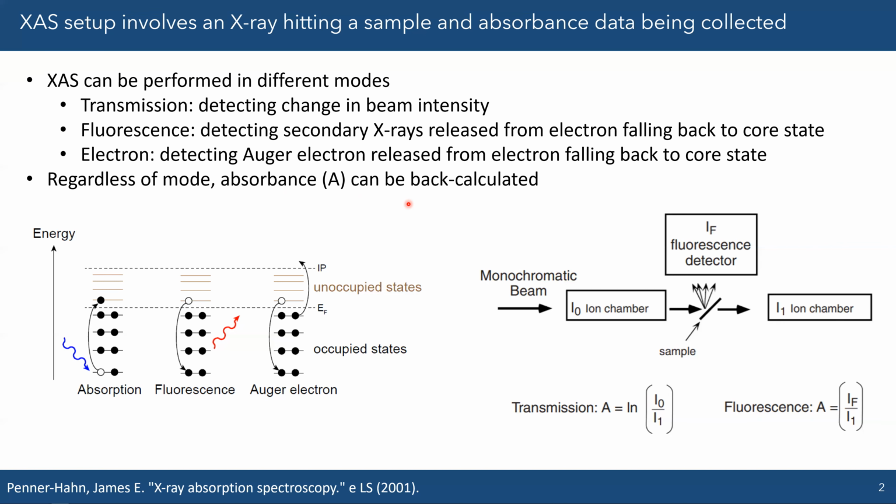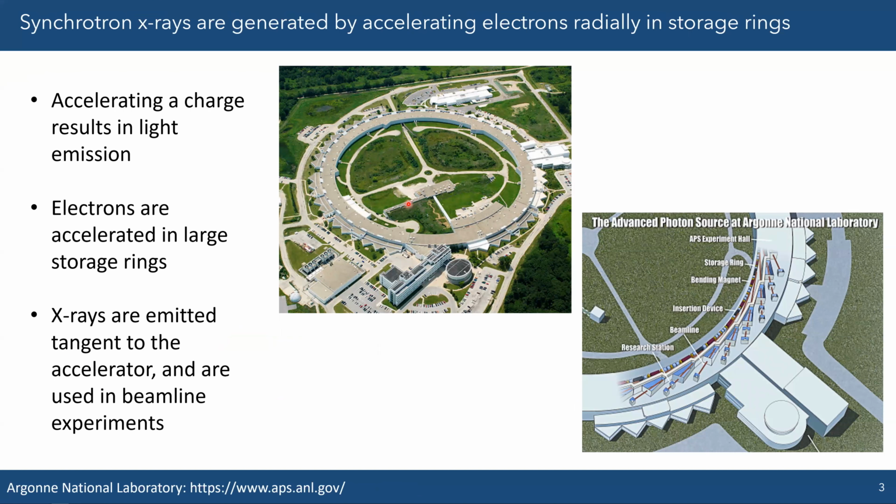Going a bit more into experimental details, XAS is a synchrotron technique, which means that it requires a synchrotron light source. I'll first go over what a synchrotron is and how synchrotron radiation is generated, and then I'll go into why exactly XAS needs this kind of synchrotron radiation to operate.